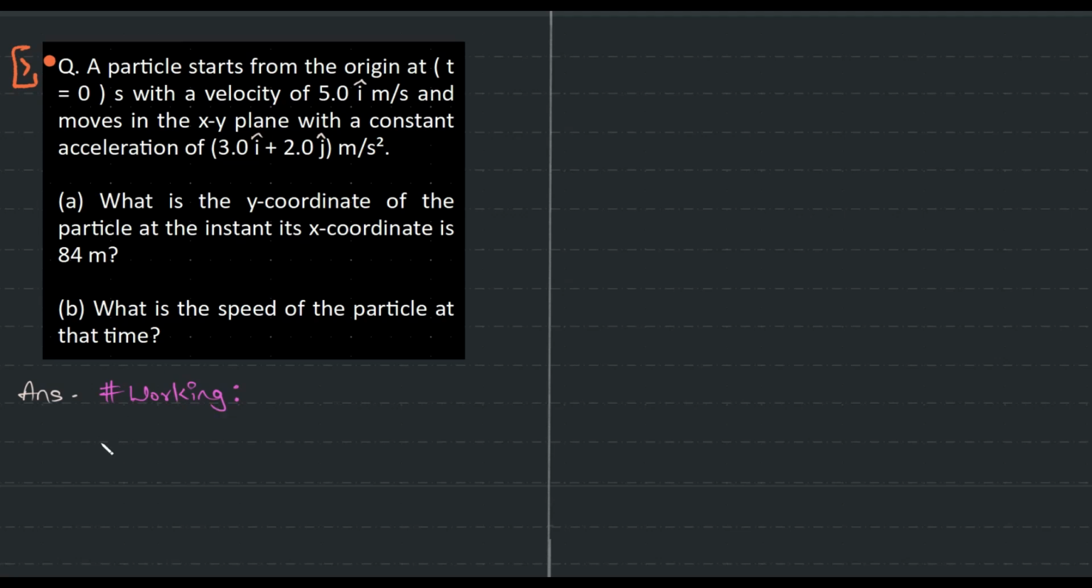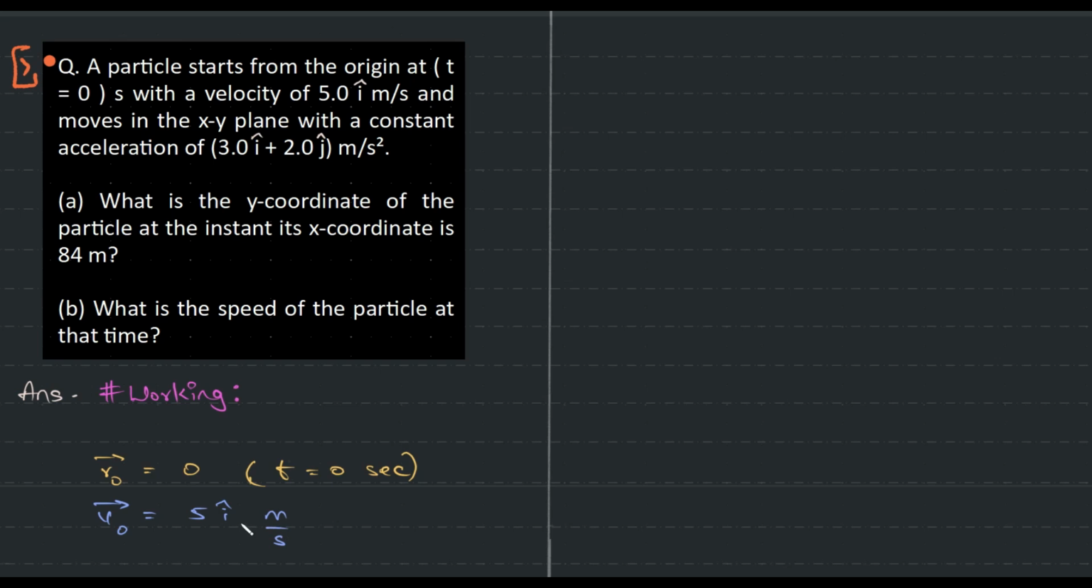A particle starts from the origin at t = 0 seconds. So you have r naught to be 0 at t = 0 seconds. That's actually what r naught means. But anyways, the velocity is given as 5 i cap meter per second.